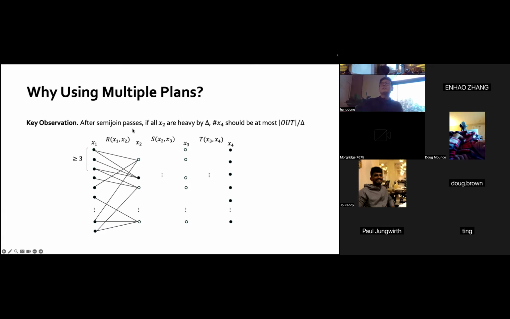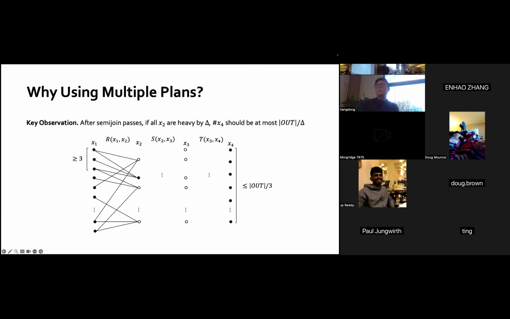And since it's after semi-joins, you know that every x2 should join with some x4, right? A dark node in x2 doesn't mean anything, correct? Yeah, doesn't mean anything. So now you can show that if every x2 value connects to more than 3 neighbors of x1, the number of x4 is bounded by output divided by 3.